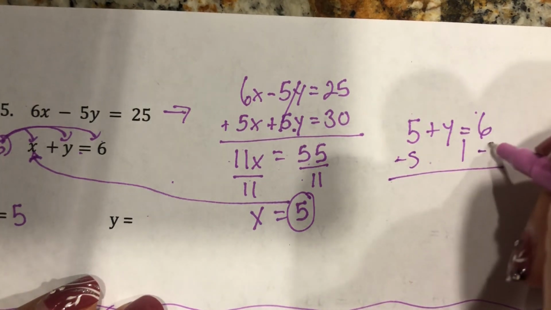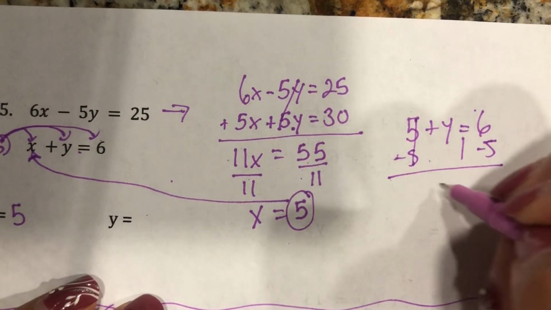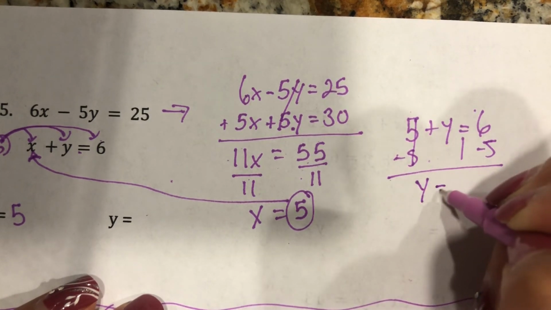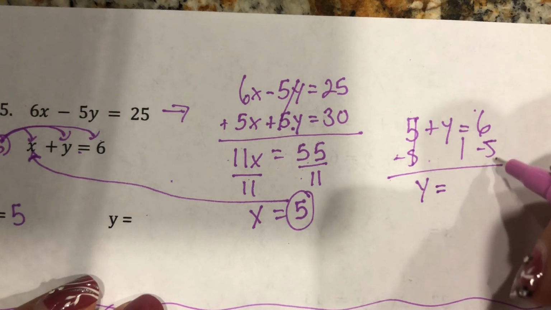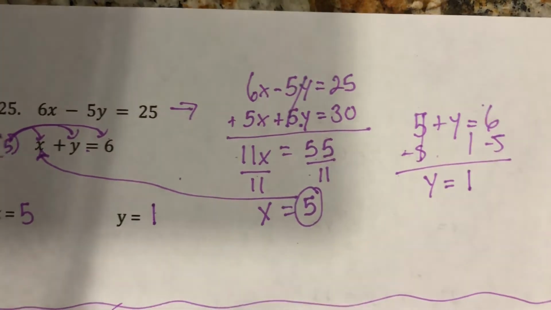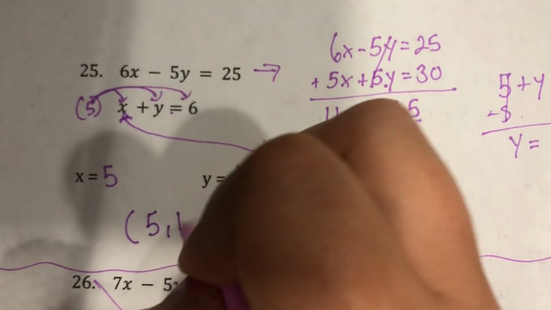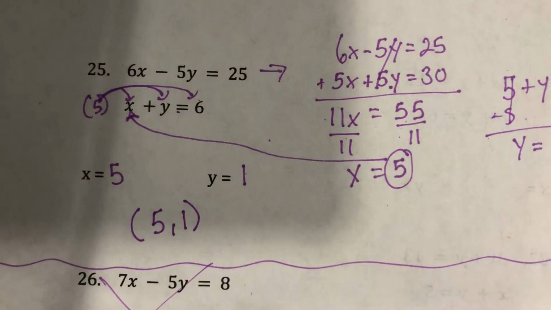Subtract 5 from both sides. The 5's go away. So I get y equals 6 minus 5 is 1. So y is 1. So again, one solution. So I get 5, 1 as my answer.